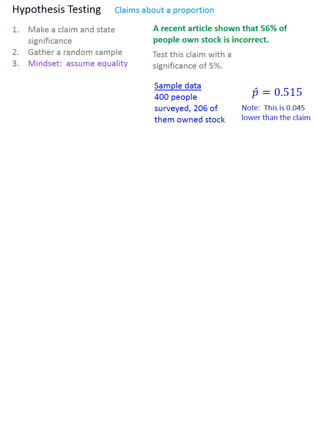Assume a mindset of equality. So if we think the article is wrong about 56%, we're going to assume to the contrary that it's right, and that exactly 56% of people own stocks. Why do we do this? Well, if I can show that my 51.5% sample proportion is far enough away from 56, then I'm going to come to the conclusion that my null hypothesis, this thing that you see in red, was probably wrong. And that would support my claim in green that the article is incorrect.